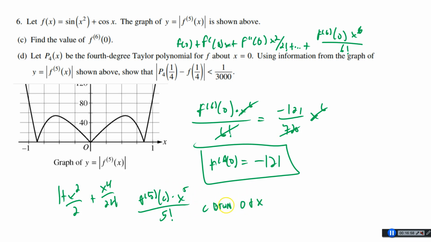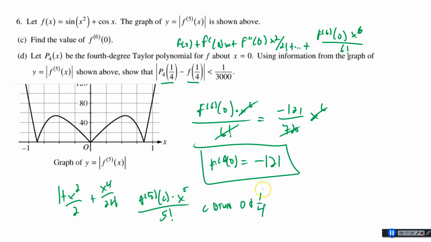I'm more concerned about the bound, right? So they want to show me here that the error, the absolute value of P of 1/4 minus f of 1/4, that's the difference between the polynomial approximation and the actual function value, is less than 1 over 3,000. Okay, well, if I know c is between 0 and x, so x they want me to use is 1/4 right here. So c is something between 0 and 1/4.